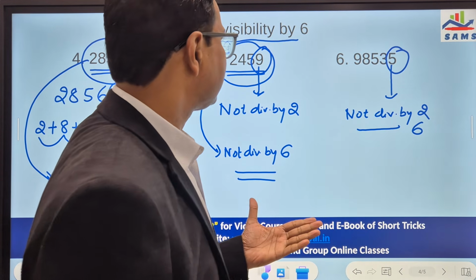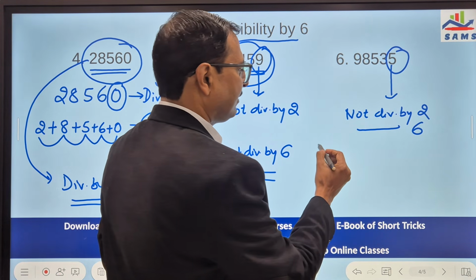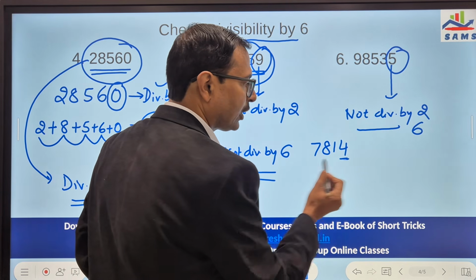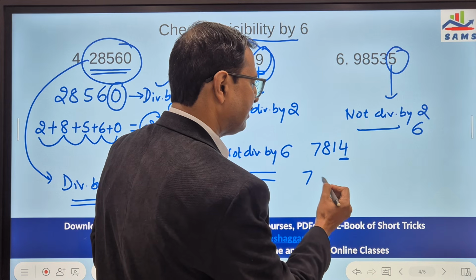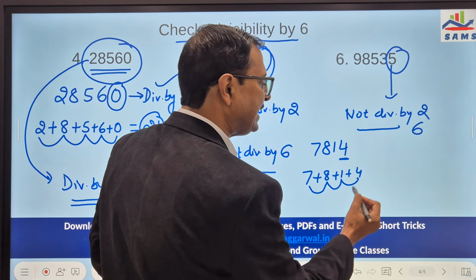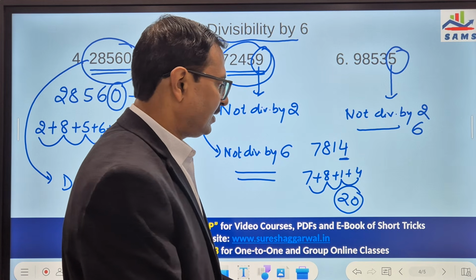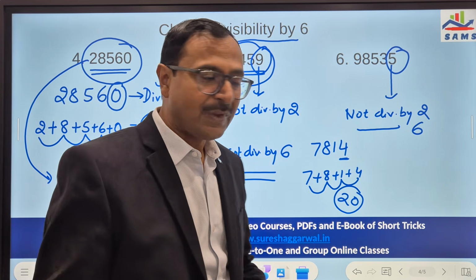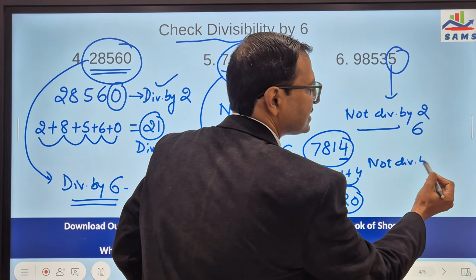Likewise, if I take another example where the unit digit is say even, suppose I have the number 7814. Now I know that this is 4, so it is divisible by 2. But is it divisible by 3? Let's check. 7 plus 8 plus 1 plus 4. How much is that? 7 plus 8, 15, 16, 20. And now 20 is not divisible by 3 because 20 is not a multiple of 3, right? It doesn't occur in the table of 3. And therefore, this number is also not divisible by 6.